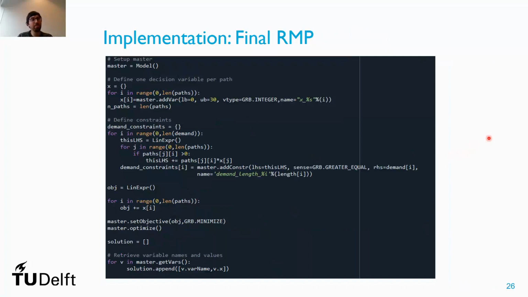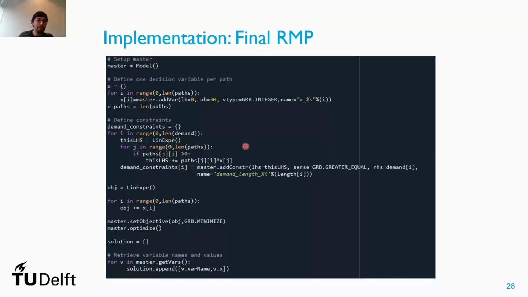Here at the end, I'm rebuilding the master. Here I could have been smarter. You don't actually need to rebuild the master because you already have all the information you need, but I'm doing this just to play it safe. I'm adding all the paths. Now this is different than the initial one. Here we added some paths given our column generation iterations.